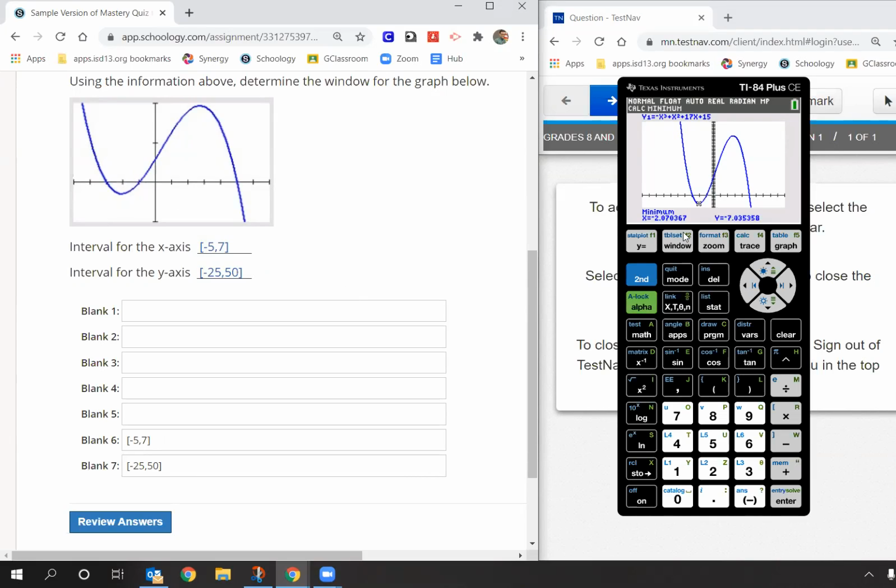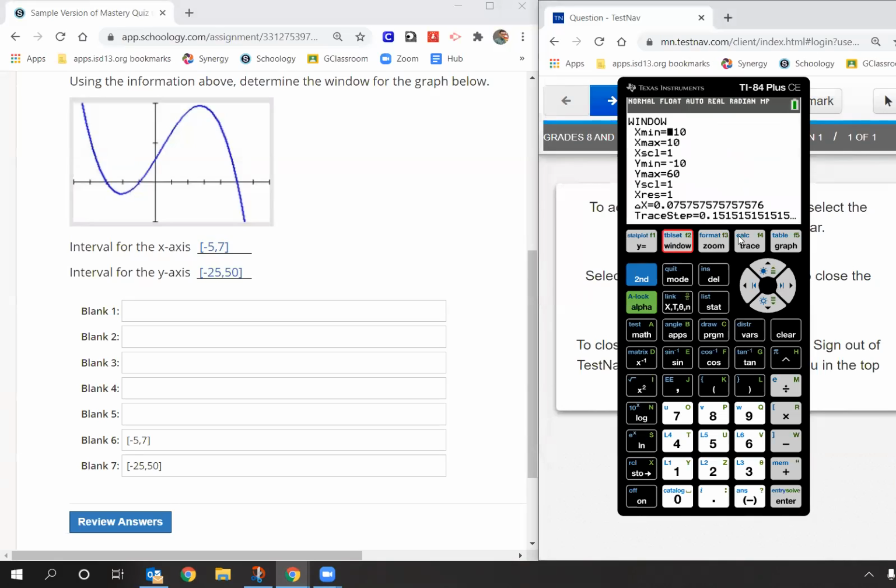Yeah, and if you want, what you can also do is if you've got a little extra time, you can actually go to here and you can check to see if it matches. So let's see, we got -5, enter, 7, enter. -25, enter, 50, enter. Ooh, that's looking pretty close. These tick marks are going by 1s. If you wanted to match this exactly, you change the scale.